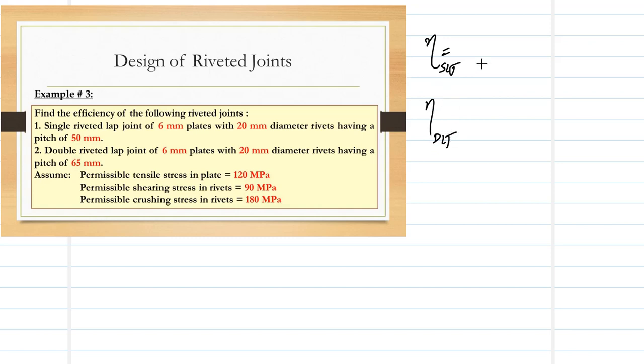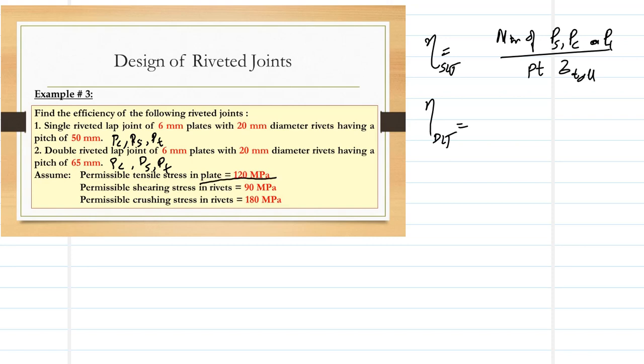For both these cases, you have to find PC, PS, and PT. Select the minimum of these three, and the efficiency will be the minimum of PS, PC, or PT divided by P into T into sigma T allowable. Sigma T allowable is this 120. Clear? P is the pitch, T is the thickness. Pitch is known for both. In this case also, you have the minimum of PS, PC, PT divided by P into T times sigma T allowable. It is the same problem we have solved previously.